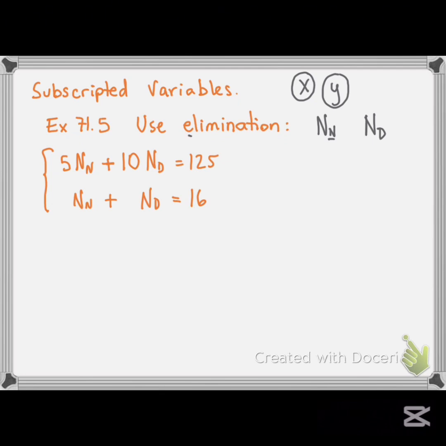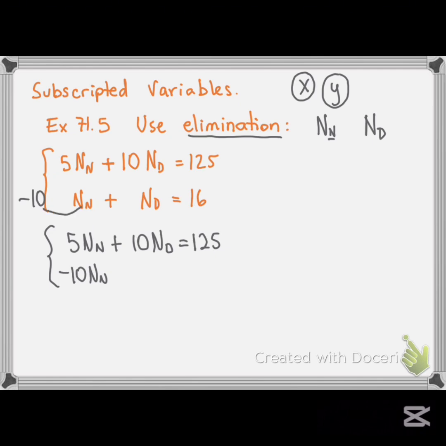So they're asking for elimination, so we're going to multiply here times negative 10. So let's rewrite these. The equation on the top is not going to change, and the one on the bottom I have negative 10 nn. If I multiply these two, negative 10 nd. If I multiply those two, and negative 160. Now we're ready to add. Remember, that's what we do in elimination.